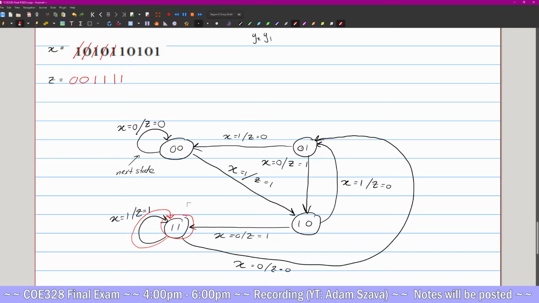X is 0. Z is 1. We already said that. Clock. Now I move there. We did that. Now X is 1. X is 1 means Z is 1. We clock. We're still in the same state. X is still 1, so Z is still 1. We clock. We're in the same state. X is now 0, so Z is 0.